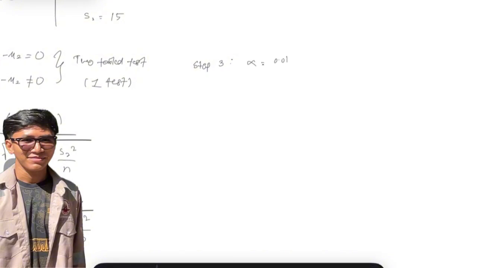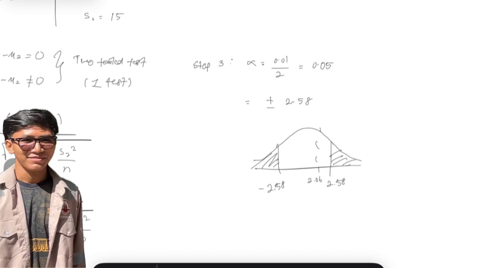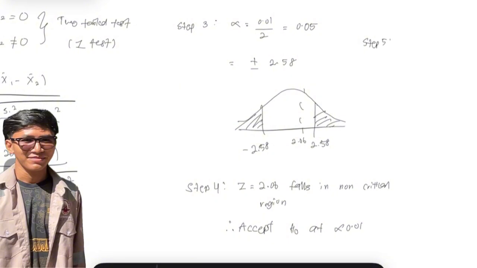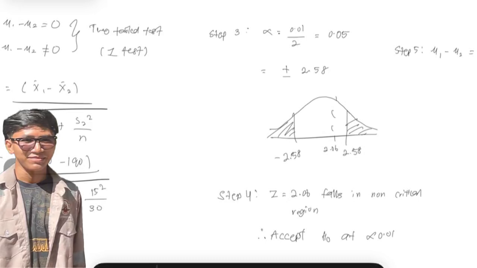For step 3, find the critical value. From the Z table, the critical values are plus minus 2.58. Okay, now we have to make the decision. Our calculated Z equals 2.06. This value is between negative 2.58 and positive 2.58, so it falls in the non-critical region. So we are going to accept H0 at the 0.01 significance level. And for the last step, we conclude there is no difference between the low-carb diet and the plant-based diet.